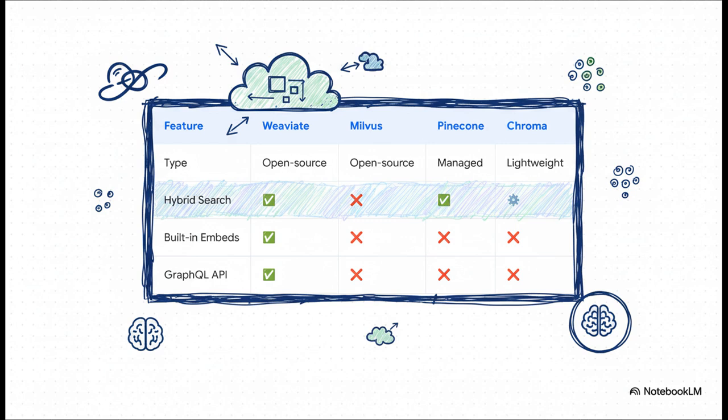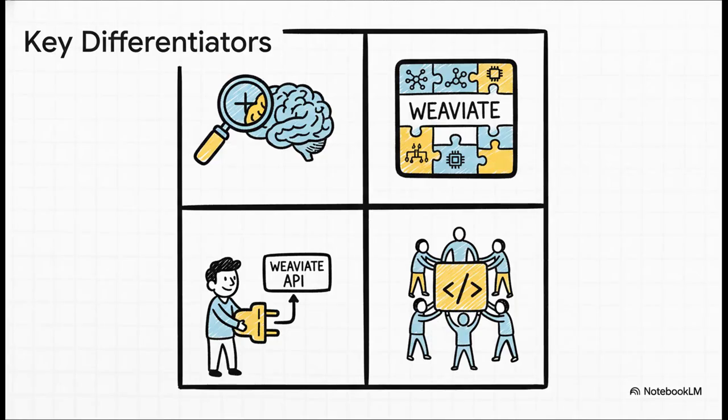But here's where it gets interesting. Look at the rows for hybrid search and built-in embeddings. Having that stuff built right in, instead of having to piece it all together yourself, that's a huge win for developers. So just to wrap up the key differences, Weaviate's big advantage is its flexibility.